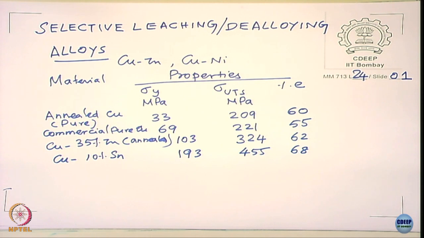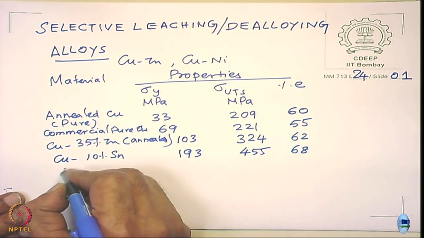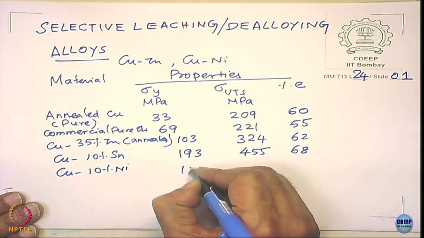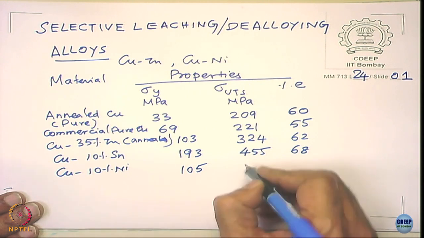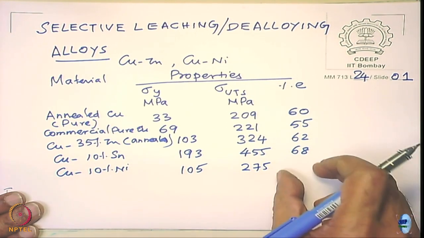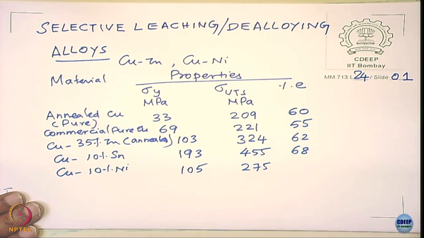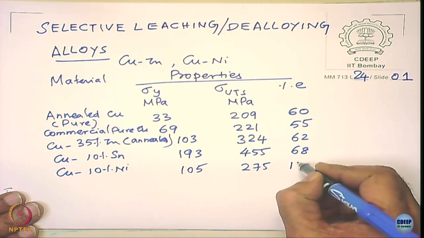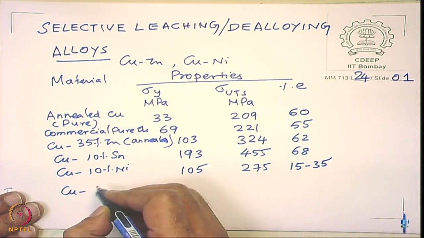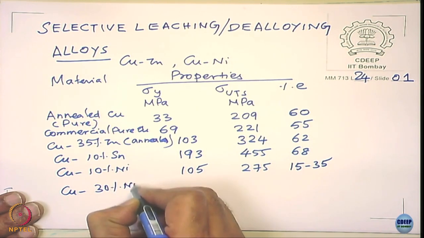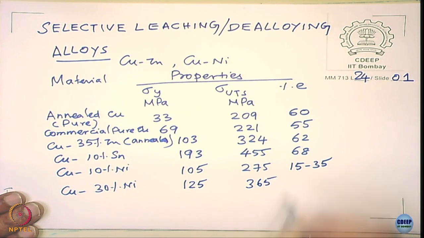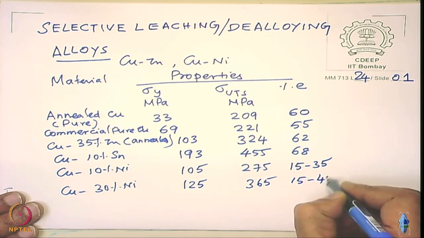If you look at the copper nickel alloy systems, say copper 10% nickel, I am talking about 8%, the yield strength is 105 and the UTS is 275. The ductility varies depending upon cold worked or not, it can vary from 15 to 35, depending upon how they are done, it can vary quite widely. If you increase the nickel content further, say 30% nickel, again there is an increase in the strength level.